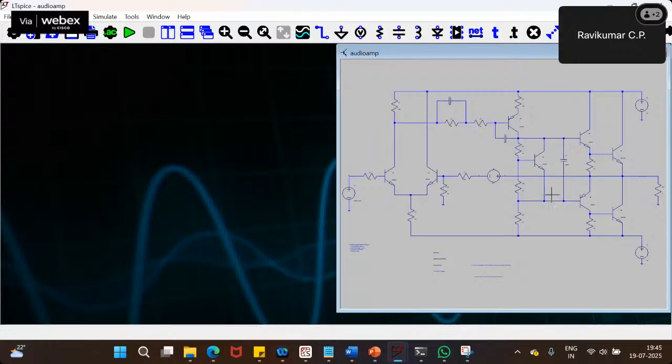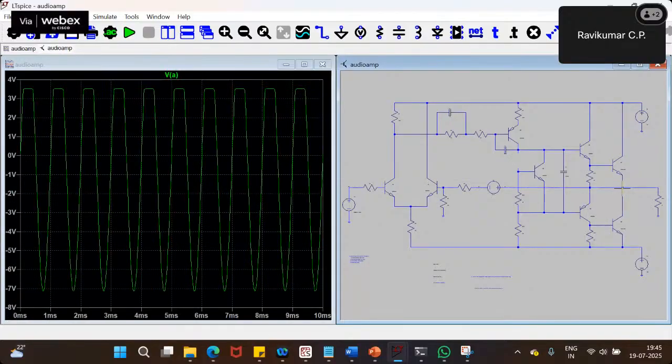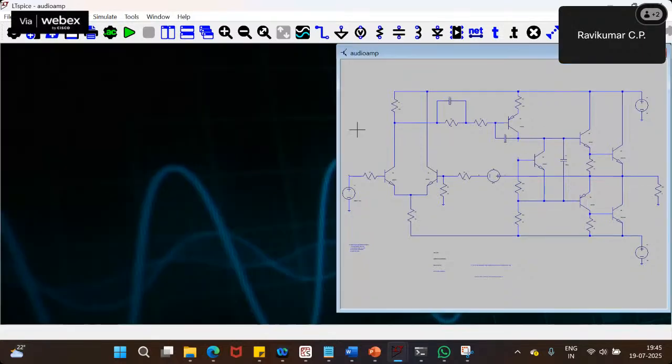Similarly, maybe we can try, what if, let us say this resistance was removed, right? And see what happens. Again, you can see, right? It completely changed. So I would think that eliminating this will be very easy to do.